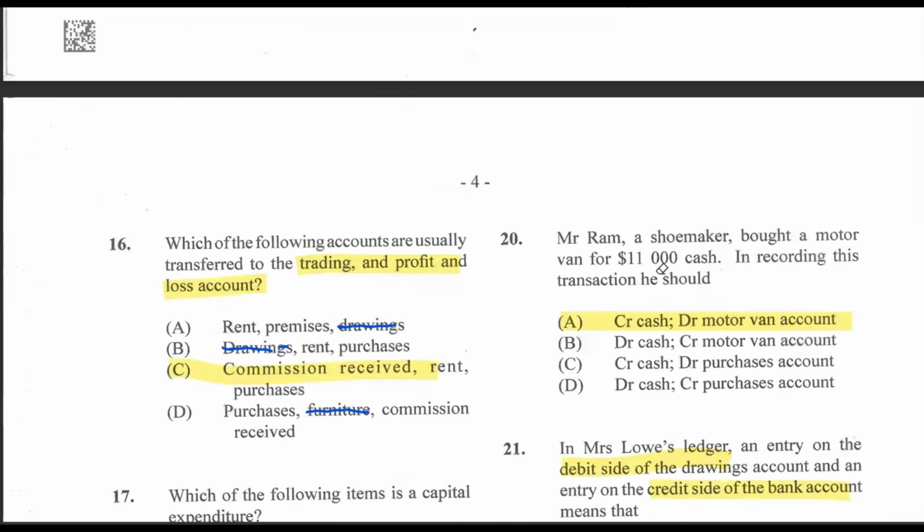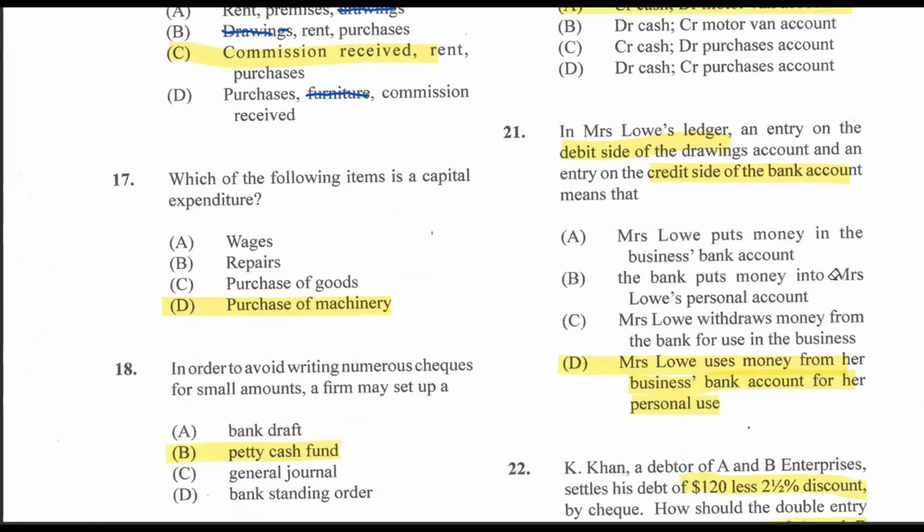Question 20. Mr. Ram, a shoemaker, bought a motor van and paid 11,000 cash. What should his double entry be? Well, we all know debit motor van, credit cash. Answer A. Question 21. In Mrs. Lowe's ledger, an entry on the debit side of drawings and an entry on the credit side of bank account means what?